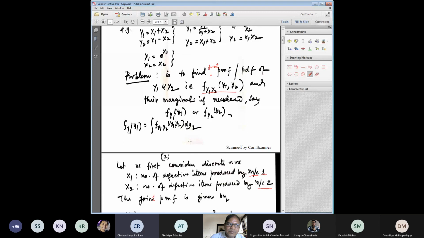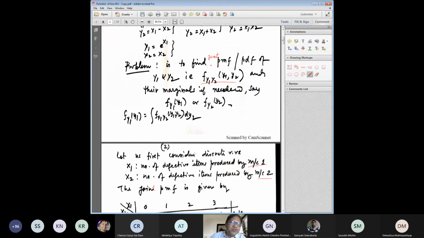The PMF of y1 and the marginal of y1, both are the same. Whenever we discuss the joint concept, here you are dealing with only two random variables, but sometimes we have to deal with 2, 3, 4 or n random variables. So when we talk about the marginal, it means it is one particular random variable.